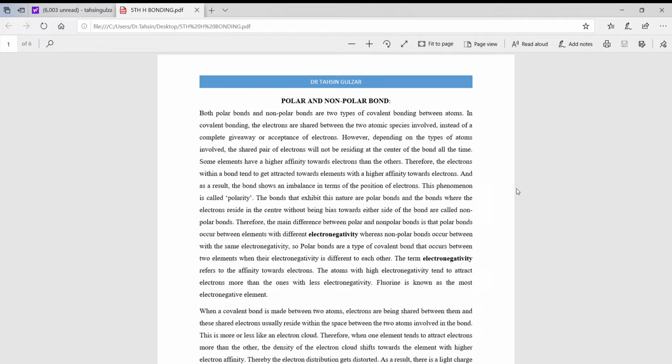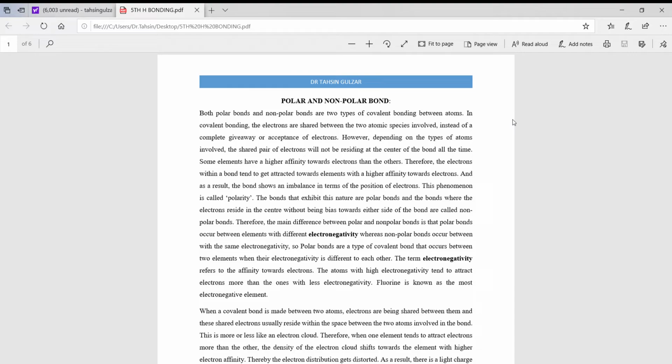And it is so important that it has influence not only on boiling, melting, viscosity and other properties of compounds. And if you have the concept of polar, non-polar character, you can easily understand the importance of other concepts.